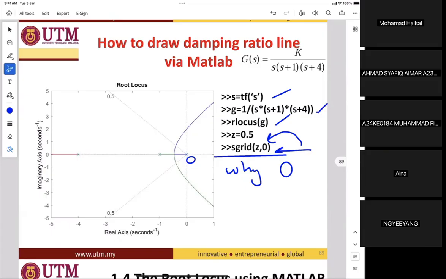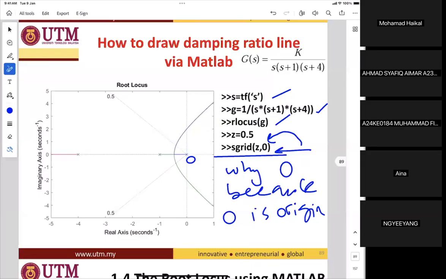Okay, one more. Why 0? I don't know, doctor. You don't know. Syafiq? Because just now the damping ratio is at the coordinate 0.5 and 0 on the y-axis.